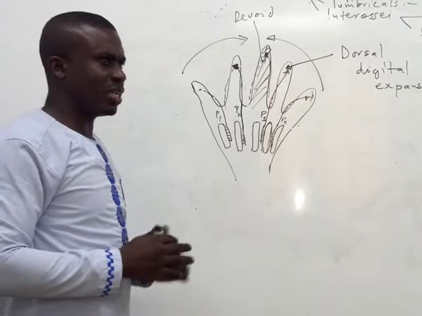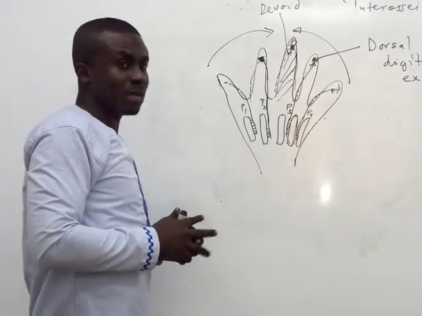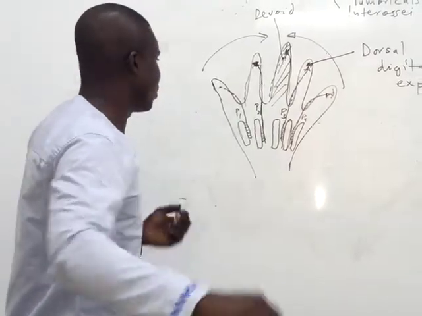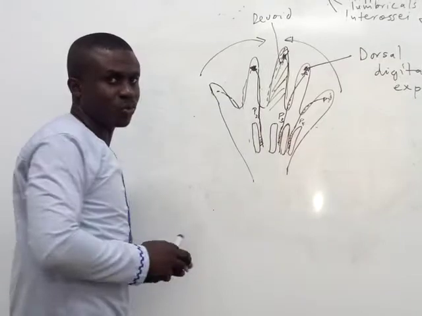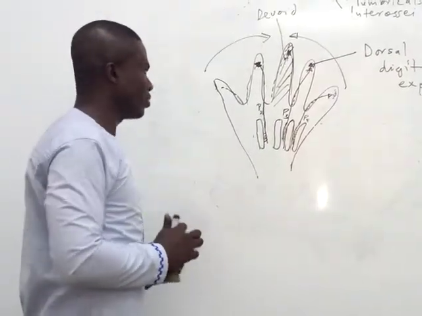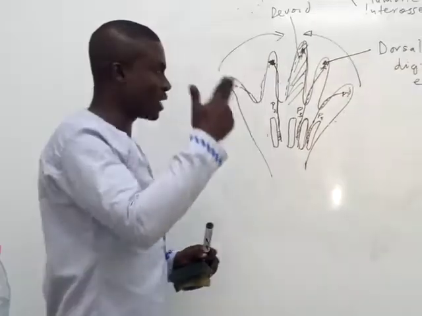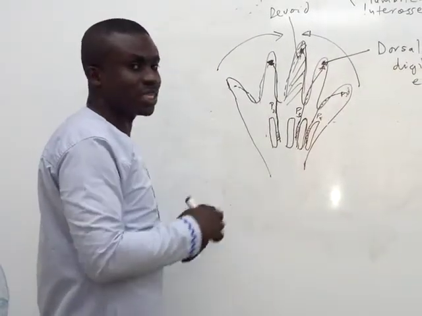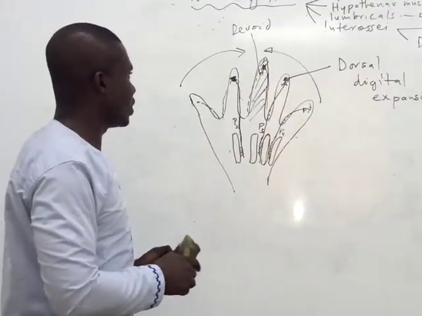But the question is, we said it could be 3 or 4. You've seen the 4, but which one could be absent? Most times you don't have the first palmar interosseous, because we already have a strong adductor of the thumb, which has 2 heads, the transverse and the oblique heads. So this is the palmar interosseous muscle.